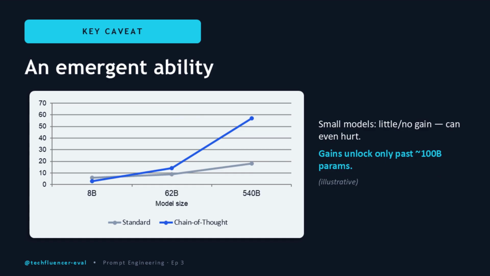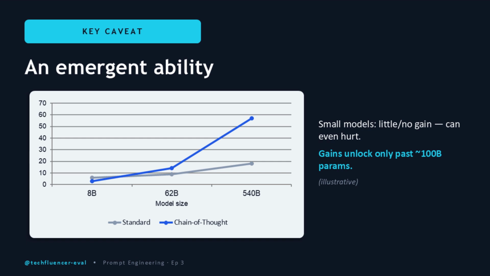This is an emergent ability. Plot accuracy against model size, and you see it. For small models, chain of thought gives little or no benefit, and can even hurt. The gains appear only past a certain scale, roughly the 100 billion parameter range in the original work. Chain of thought is not a universal switch. It's a capability that unlocks with scale.